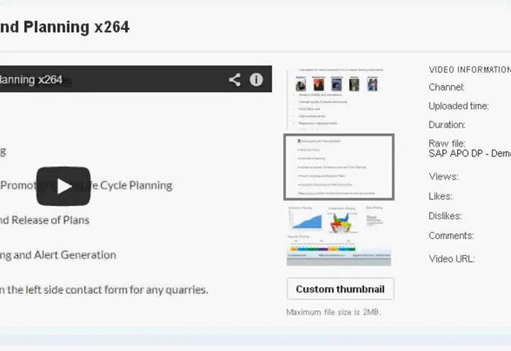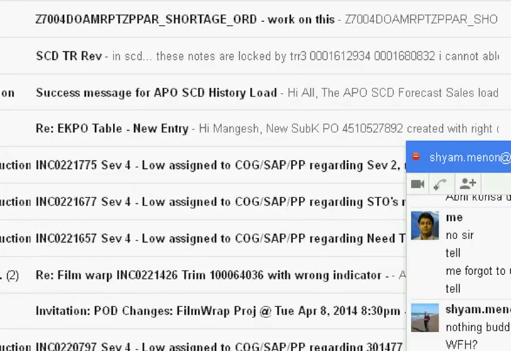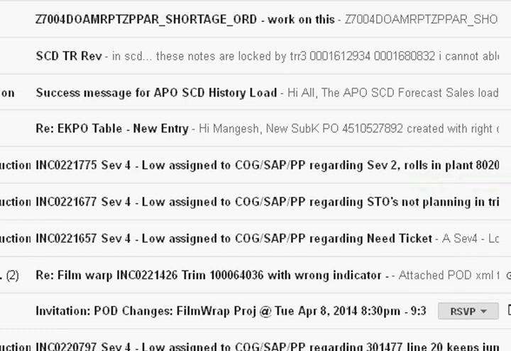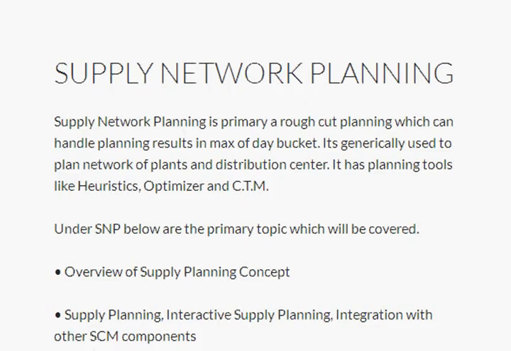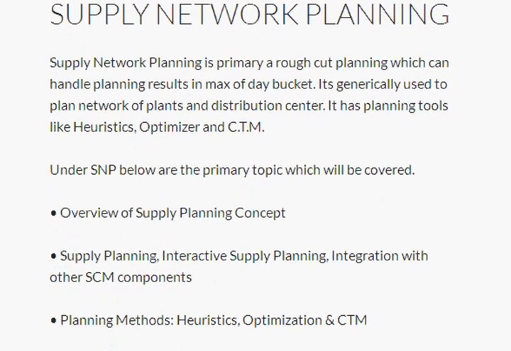Okay, so this is what an SNP architecture looks like. It's mostly bucket oriented planning, used to do rough cut planning, and it's also used to define your plant and distribution center structure. Okay, now let us look at what the supply network planning training in APO consists of.